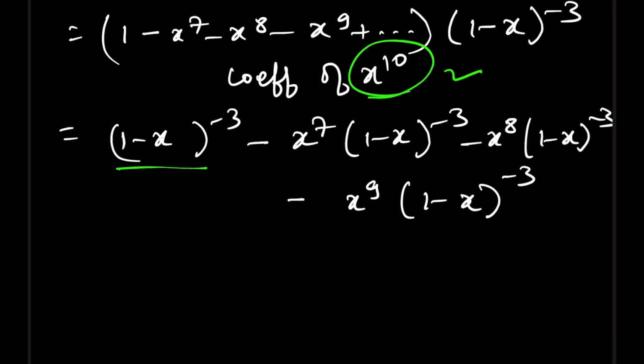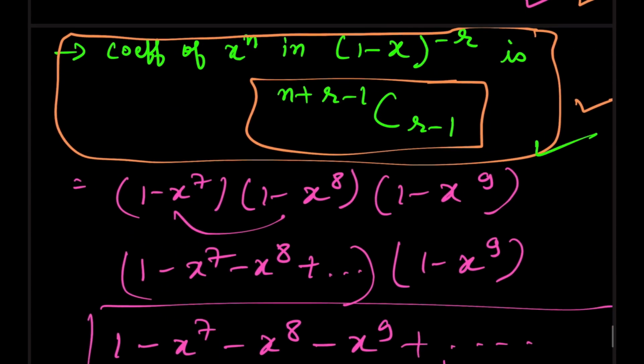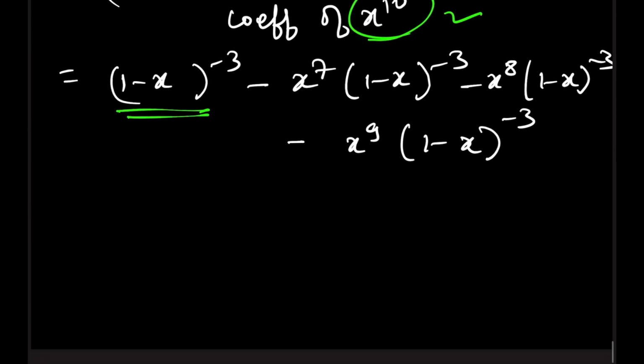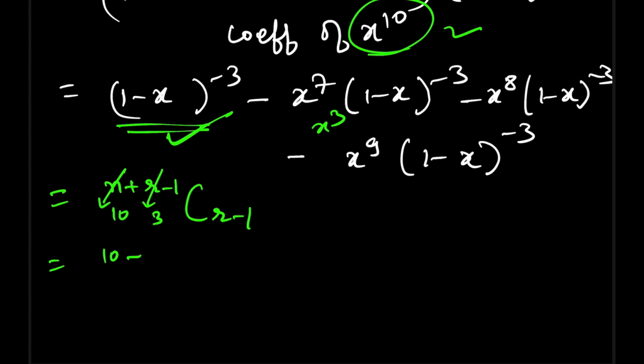For this, we use the formula which I was talking about: (n + r - 1) C (r - 1). When you try to find the coefficient of x^10 in this, you will have (n + r - 1) C (r - 1), the formula I mentioned earlier. Here n is 10 and r is 3, so it is (10 + 3 - 1) C (3 - 1).